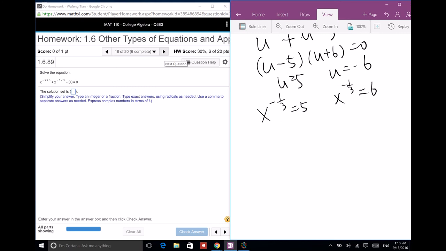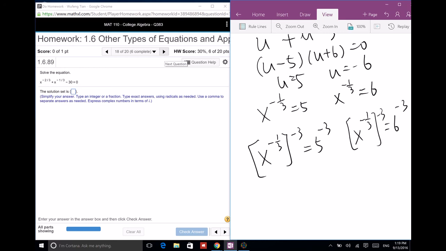So you want to raise both sides to the negative 3 power, because you need a negative 3 to cancel the negative 1/3. So 5 to the negative 3 power. The same thing on the other one: x to the negative 1/3 raised to the negative 3 power equals 6 to the negative 3 power, because negative 1/3 and negative 3 cancel out. So x equals 5 to the negative 3 power, which is 1 over 5 cubed, which is 1 over 125. The other one is the same thing, x equals 1 over 216.